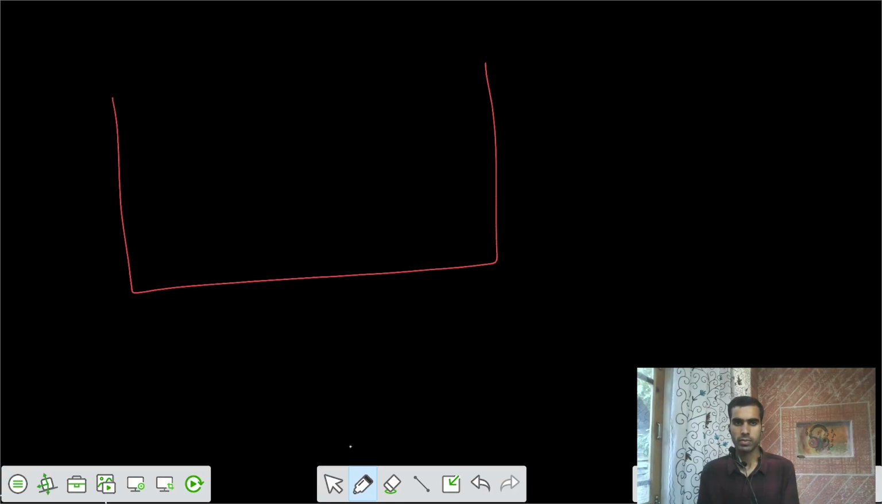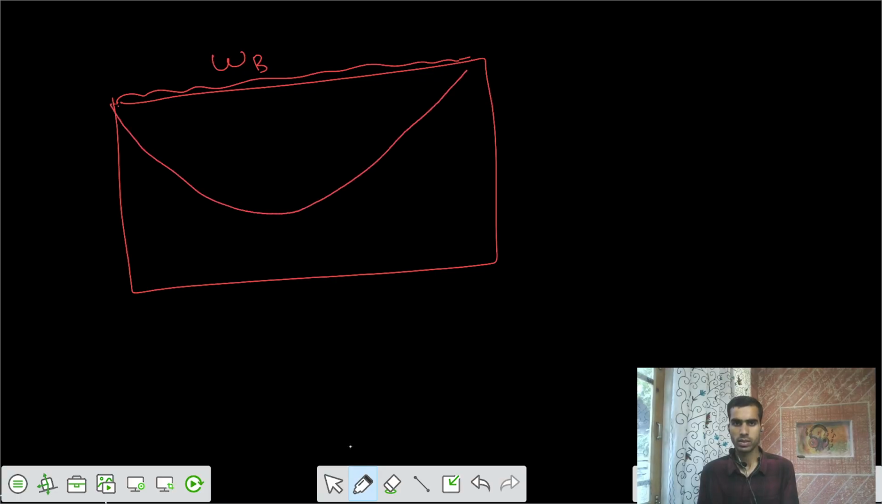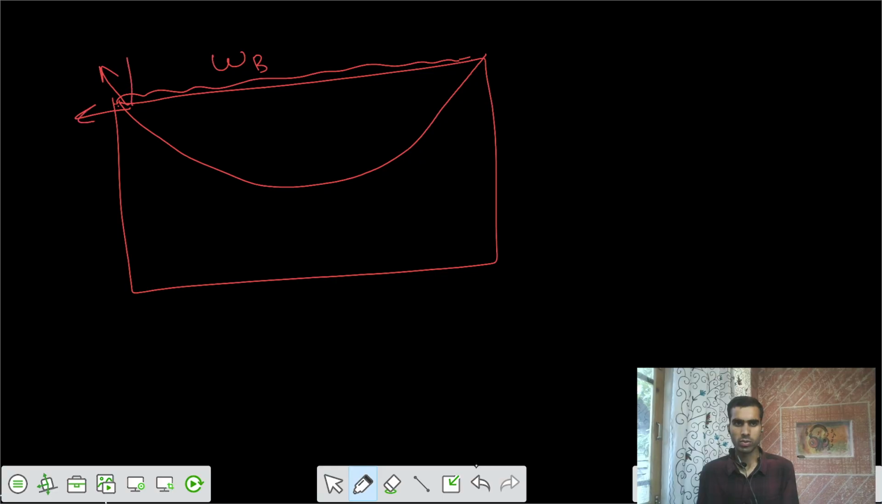Let's take that this is our cable, and there's some balancing load of W_B, and we have the cable in this fashion. Now there would be some resultant of that tension, with some horizontal H and some vertical R_V.